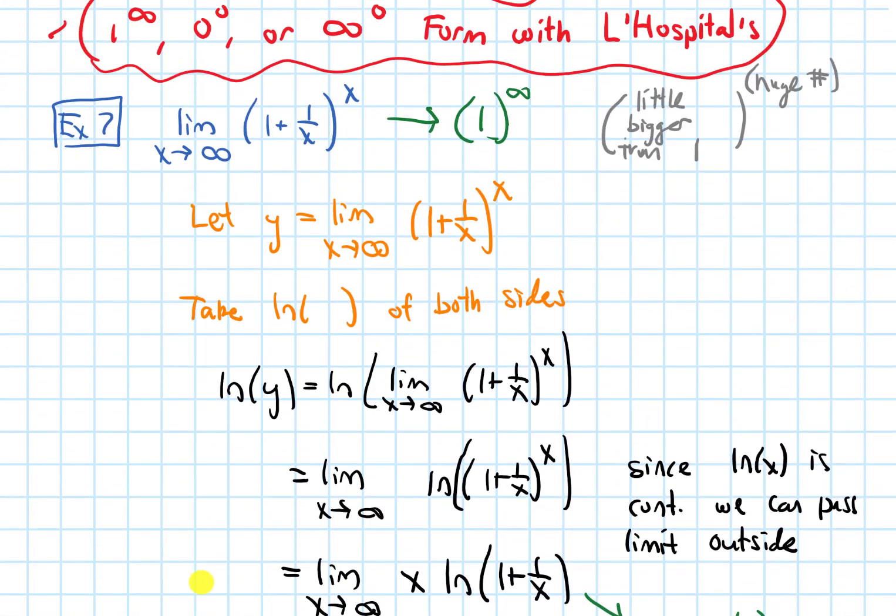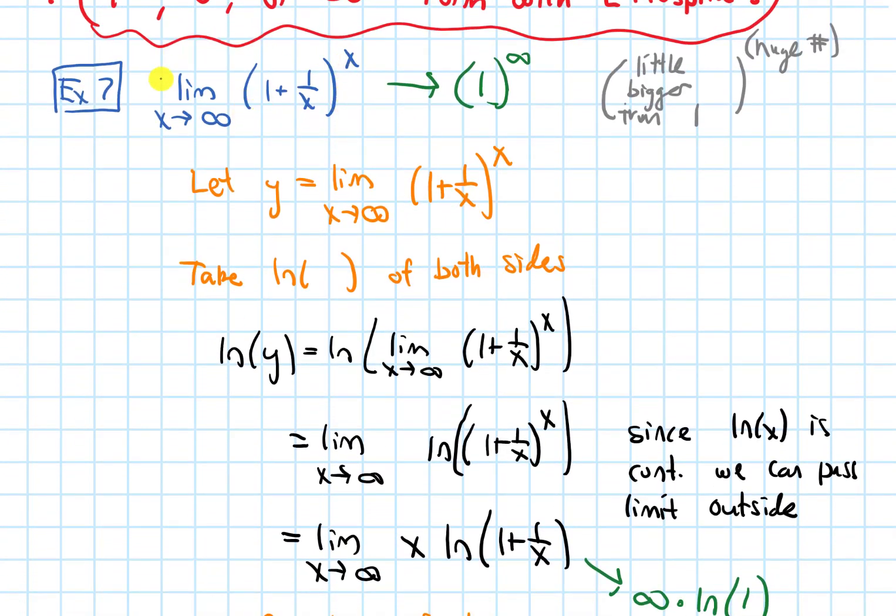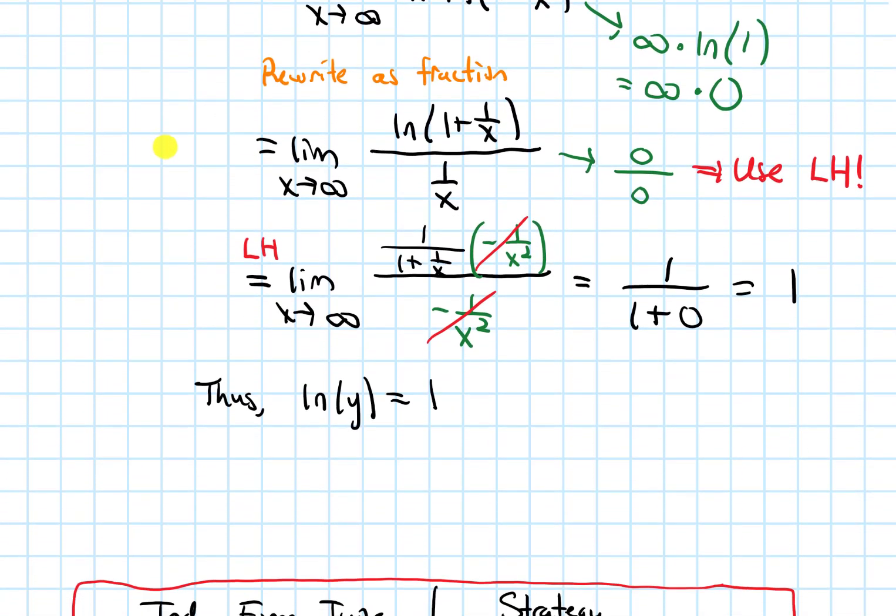But remember what y was. We started off by saying, let's just call the limit that we're trying to find y. So I just need to find y. I know ln of y is 1. And if I transform this to exponential form, we'll get y equals e to the 1, because the base of ln is e. It's log base e. So e to the 1 is just e. And that's what this limit equals.